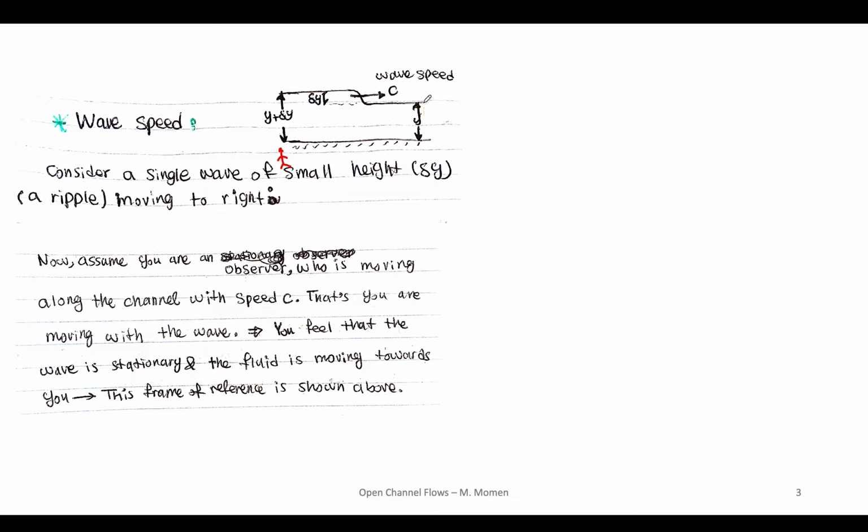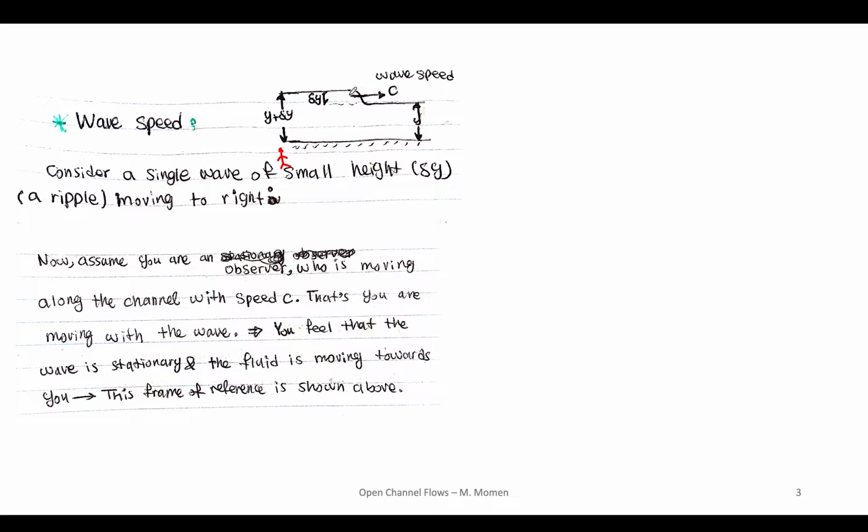But now I want to make this more simplified to be able to solve this. So what I'm going to do is assume that you are an observer who is moving along the channel with speed c. So you are actually on the wave. Say for example you are surfing, so you are on the wave here, and you are also moving with speed c along this channel, along this wave, okay? If you do that, you feel that the wave is stationary, because you are moving with this wave.